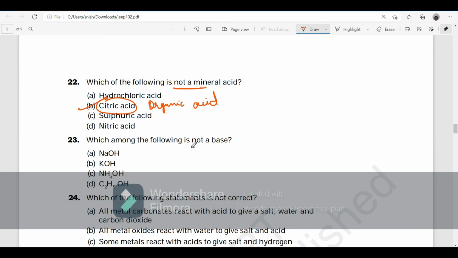Which among the following is not a base? NaOH is a base, KOH is a base, NH4OH is a weak base. These two are strong bases. This is a weak base. Fourth option is C2H5OH, which is ethanol, or ethyl alcohol. And this is not a base. So it's the fourth option.